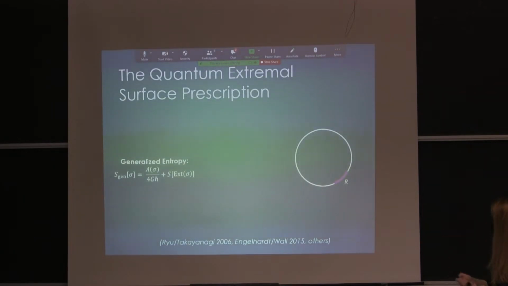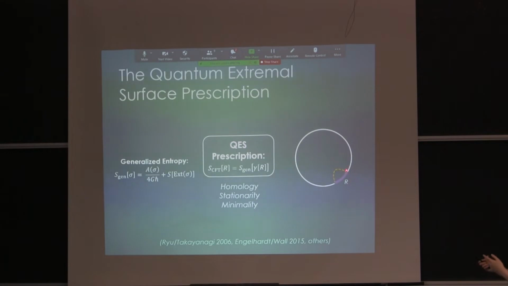And the quantum extremal surface prescription tells you that to compute this entropy of R here, we need to find a special surface and then compute the generalized entropy of that surface. And that gives us the entropy of the boundary region. And this special surface needs to satisfy a couple constraints. It needs to be homologous with the region R. It needs to be stationary with respect to the generalized entropy. And then amongst all surfaces that satisfy those conditions, it needs to be the one with the smallest generalized entropy.